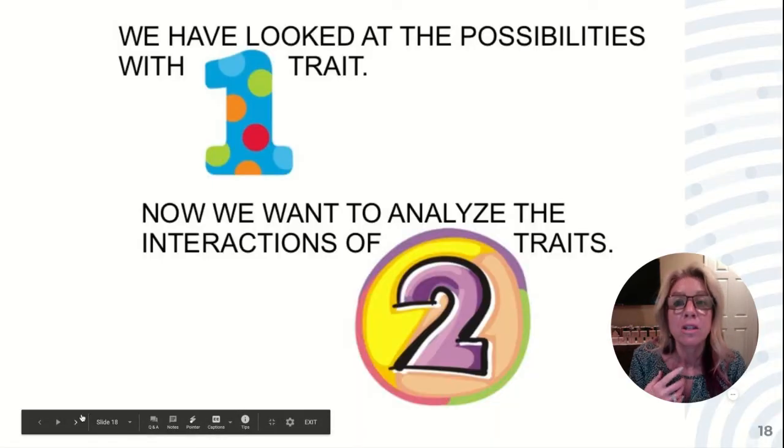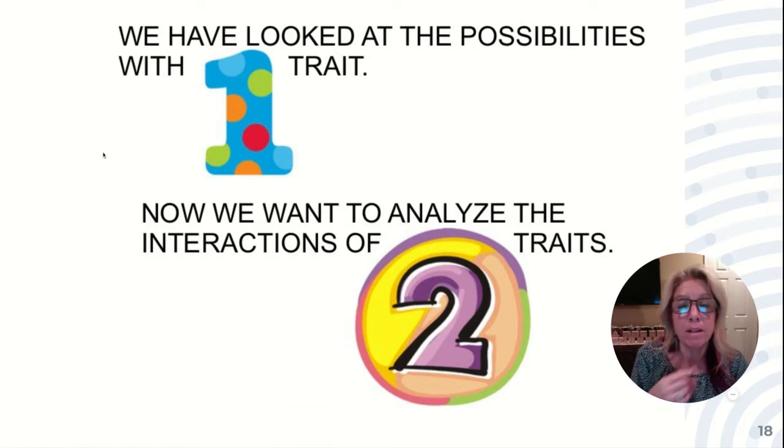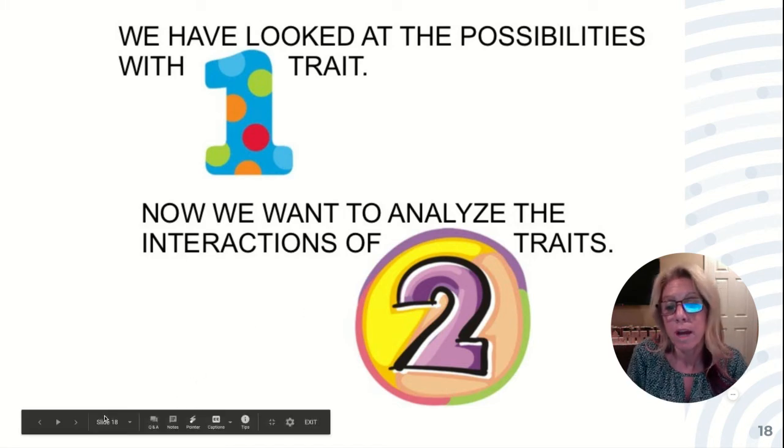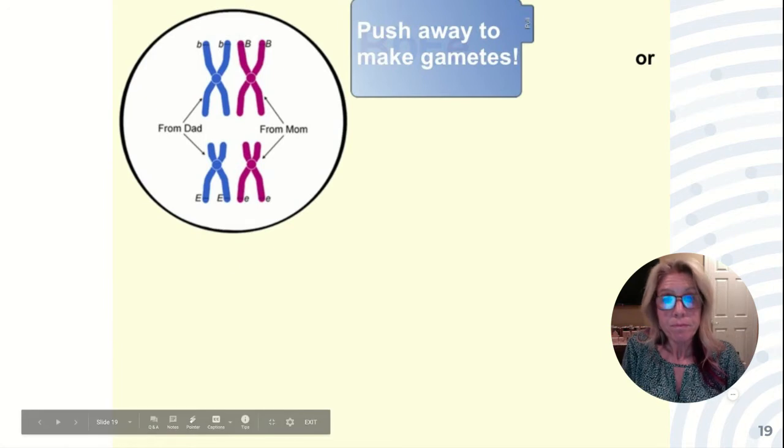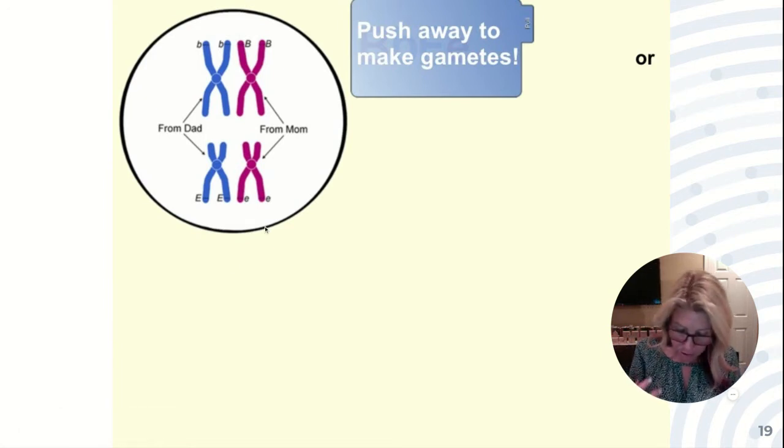All right. So we have looked already previously in a video at the possibilities of one trait. So now we want to analyze the interactions of looking at two traits combined together, like dark hair and dark eyes, right? I'm not just looking at eye color, and I'm not just looking at hair color. I'm combining those two, and what are the odds I would get that in my offspring? If you look on your notes, this is where we're going to go in the notes.